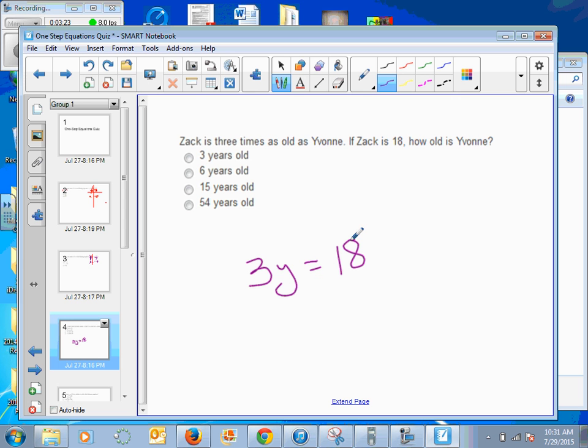Okay, so similar to that last question, you've got 3 times y, and we want to get y by itself this time. So we do the opposite. We're going to divide by 3, divide by 3. 18 divided by 3 then is 6.